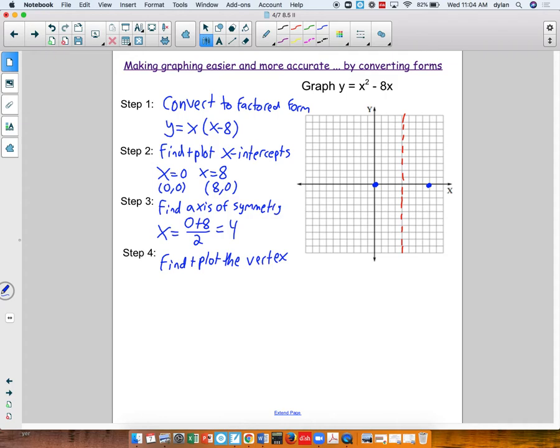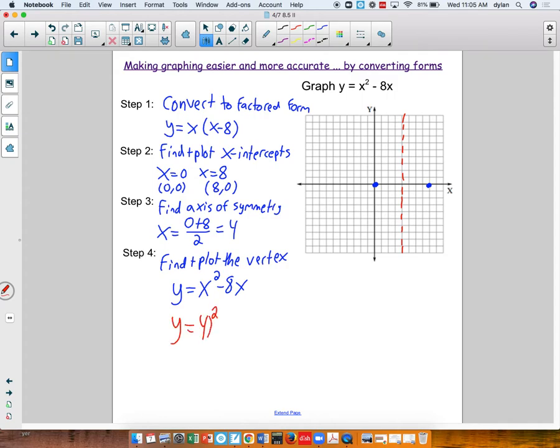In this case, the vertex has to be on the axis of symmetry. So to find the vertex, we're plugging the axis of symmetry back into the original equation. The original equation was y equals x squared minus 8x. So everywhere I have an x, we're going to put in 4, because 4 is our axis of symmetry.